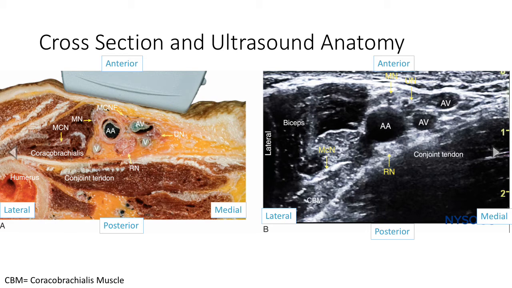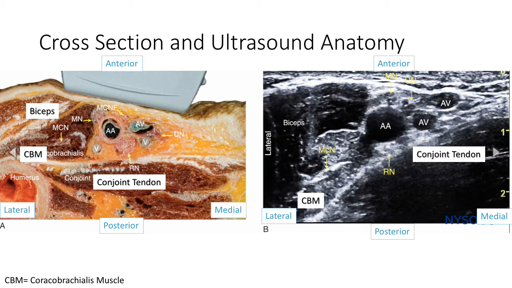So let's start by identifying musculature. On the lateral side, we see the biceps brachii with the coracobrachialis muscle deep to it. Posteromedially, we see the conjoint or conjoined tendon, which is formed by the latissimus dorsi and teres major muscles. Next, we will identify the artery and veins. It is notable that the cadaveric section has 3 veins, while the ultrasound picture shows only 2. Some variety in number and location of veins is to be expected. The 3 nerves found adjacent to the artery are what we're going to look at next: ulnar, median, and radial.